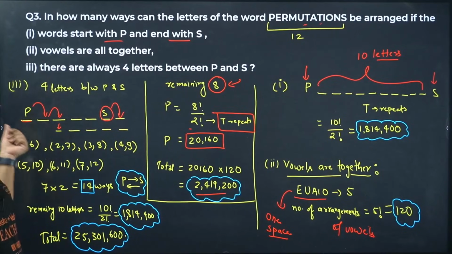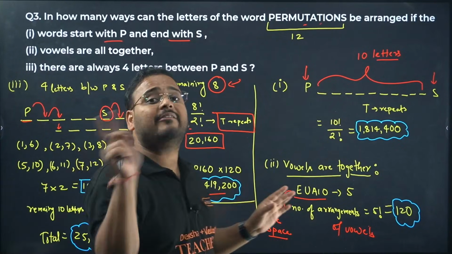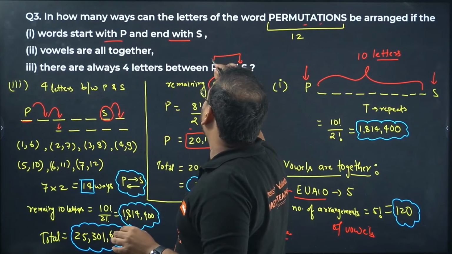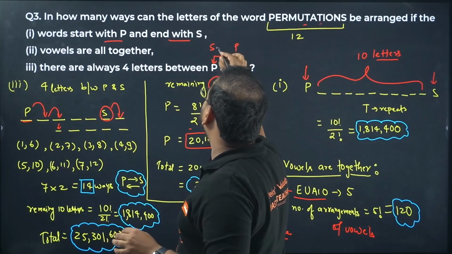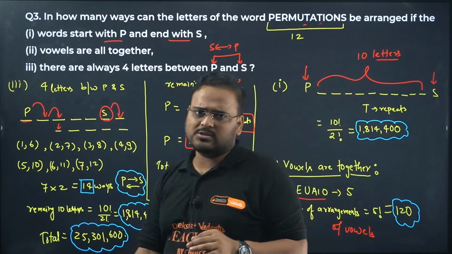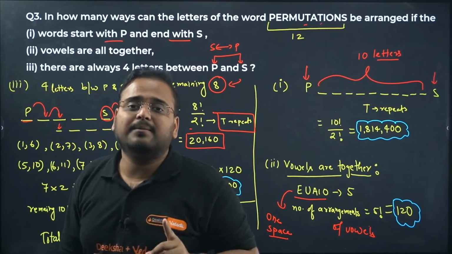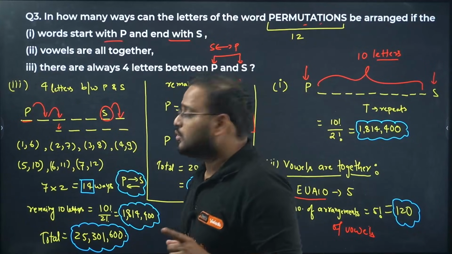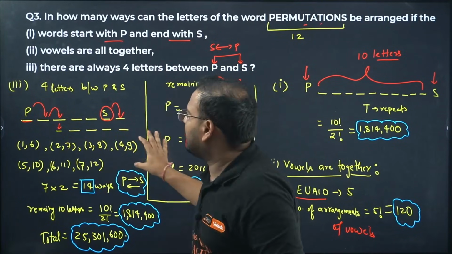You go from P to S in 7 ways. But we also have S to P, because they did not fix that. They said only between P and S. What about if I write S and P? Is that wrong? No, sir, because they did not say start with P. Did they mention start with P? No. It means I can go S to P also. So a total of 7 such ways we have.